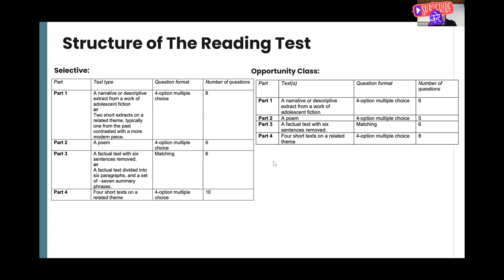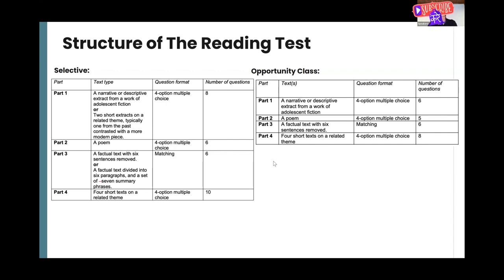So in the interest of time, we're just going to be focusing on part one, which is in both of them. Then we'll be going through some strategies and the right mindset to approach these questions. So let's get into part one.